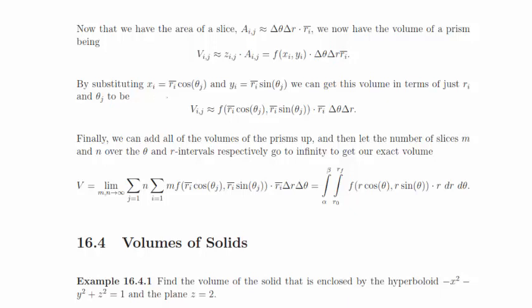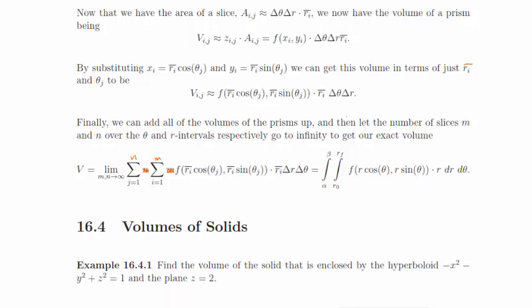By substituting x sub i equals r sub i bar cosine of theta sub j and y sub i equals r sub i bar sine of theta sub j, you can get this volume in terms of just r sub i and theta sub j to be, actually we should put a bar over this, v sub i comma j is approximately f of r sub i bar cosine of theta sub j comma r sub i bar sine of theta sub j times r sub i bar times delta theta times delta r.